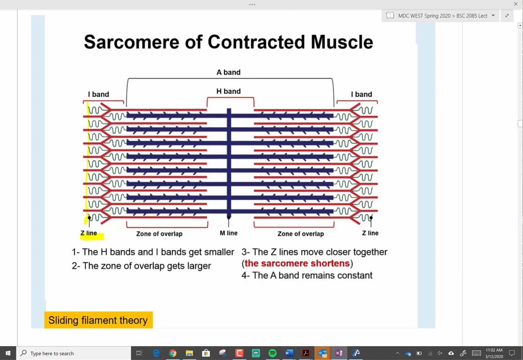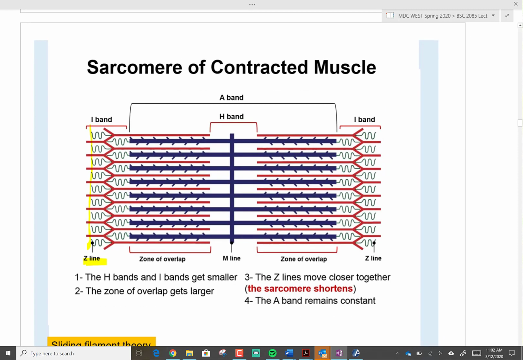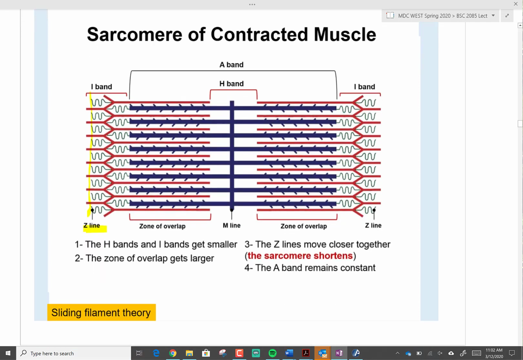They're not, because now they've been moved farther together. Your H-band is going to be closer or disappears or shorter. And that means that every time your actin slides over your myosin, what am I doing? I'm sliding one on top of the other, correct? And we call that muscle contraction, sliding filament theory. That's all it is.